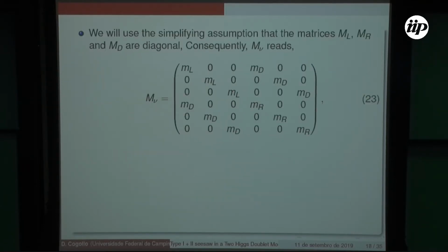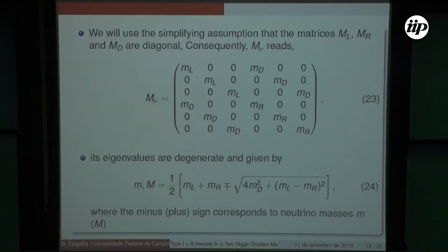We use a simplification to analyze the eigenvalues of this matrix. We use the simplification that these matrices are diagonal, just to obtain the order of magnitude. We know that physically it is not possible, but it's just to obtain the order of magnitude of the eigenvalues. The eigenvalues of this matrix are these ones. We have three degenerate values for the light neutrinos and three degenerate values for the heavy neutrinos.